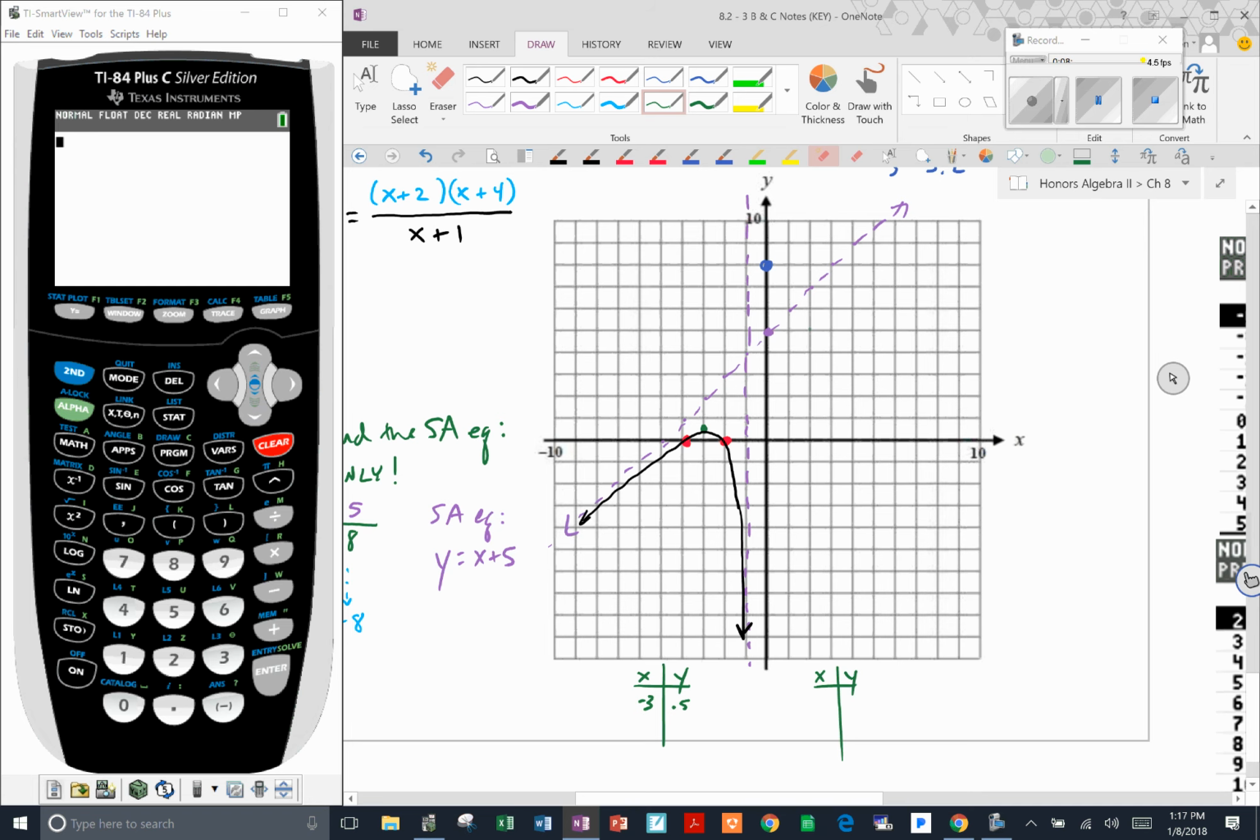Maybe the points 1 and 2. Let's see what we get out of this. And if you haven't done so, put that in your graphing calculator. Go to your y equals. I've got it right here: x squared plus 6x plus 8 over x plus 1.